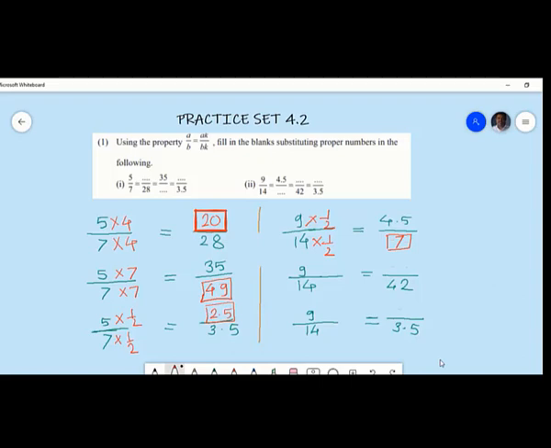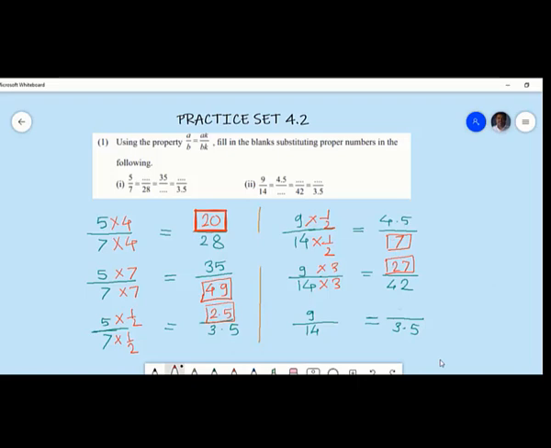Then second, 9 upon 14 is equal to dash dash upon 42. Which number is multiplied by 14 to get 42? 14 threes are 42. So 3 is multiplied by the numerator 3. Now 9 threes are 27. The second answer is 27.